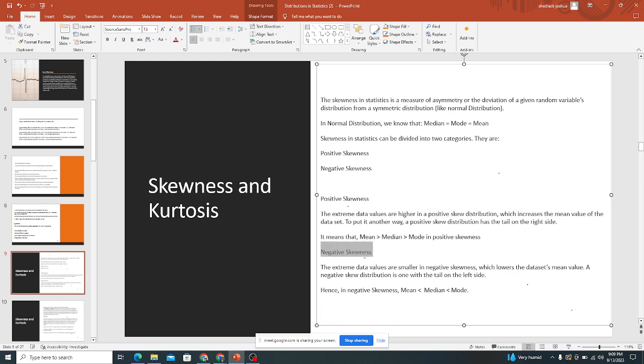So let's check the negative skewness before we conclude on skewness. For negative skewness, the extreme values are smaller and to the left, which lowers the data set's mean value. For positive, we said it will increase, but for negative, it will lower the mean value. So a negative skew distribution is one with the tail on the left side. Hence we are saying that the mean is less than the median and it's less than the mode.